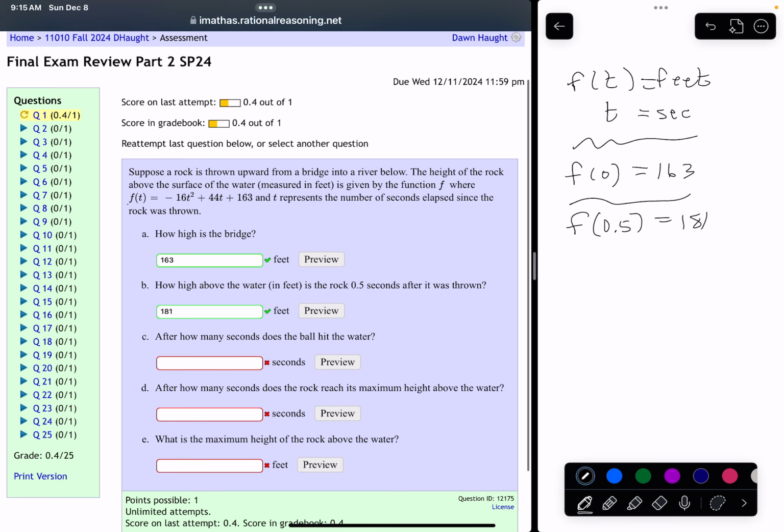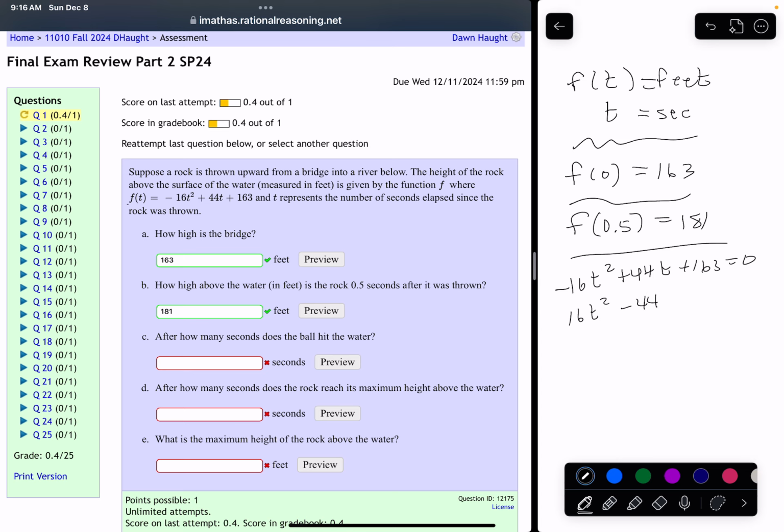Okay, next, after how many seconds does the ball hit the water? Now, anytime you are going from a certain height and then you're hitting the ground, the water, whatever that case may be, that is when your equation is equal to 0. Now, I don't like the fact that our highest power is negative, so I am going to multiply everything through by -1 before I use the quadratic formula.